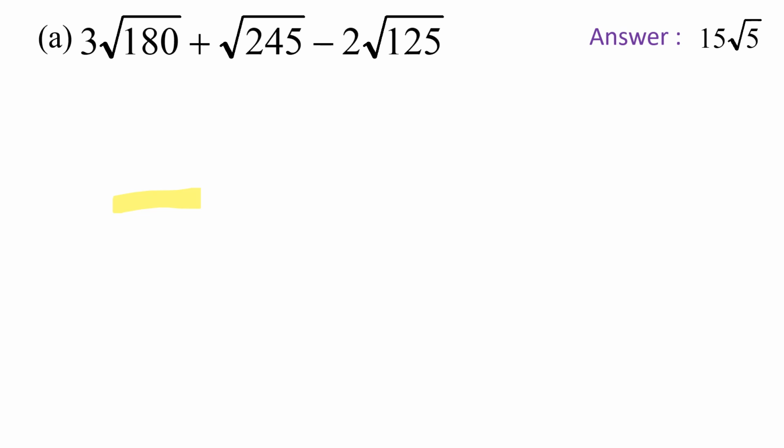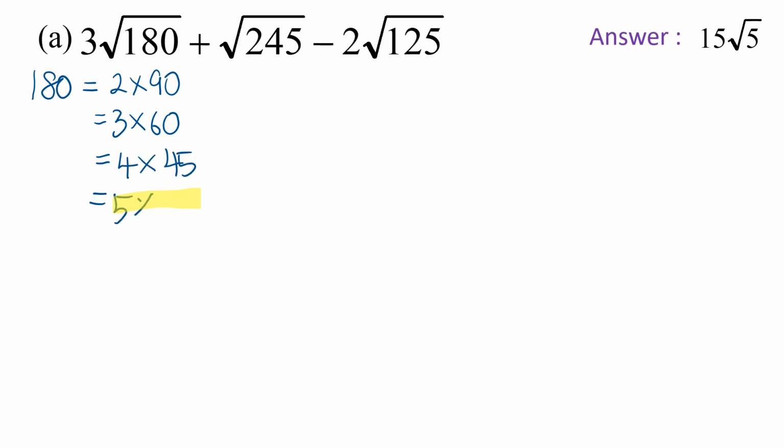So let's look at the number 180 first. So basically 180, what are the factors for 180? You can have 2 times 90, you can have 3 times 60, you can also have 4 times 45, or even 5 times 36. Right, so why is it I've highlighted 5 times 36?